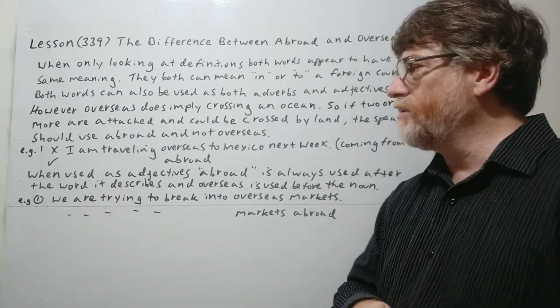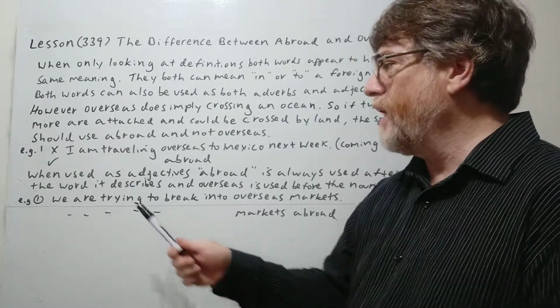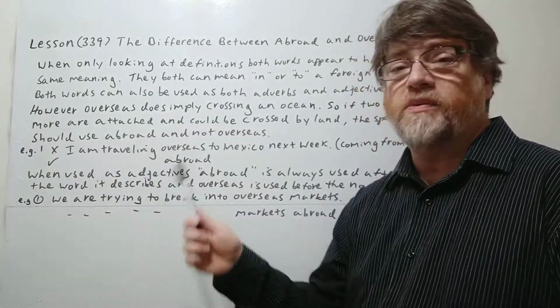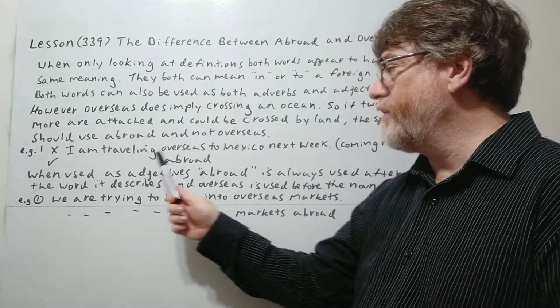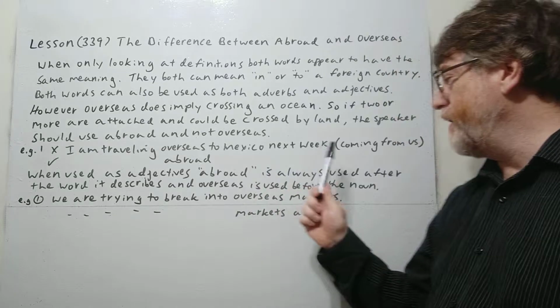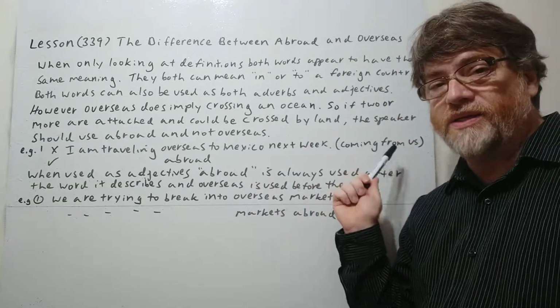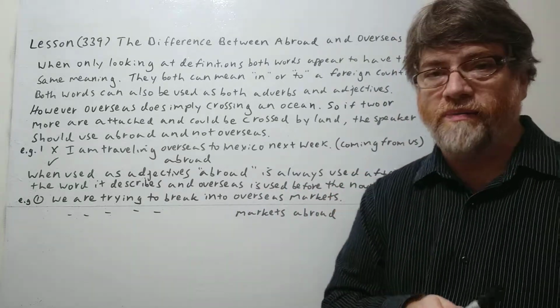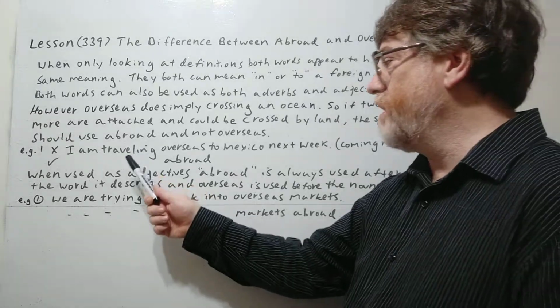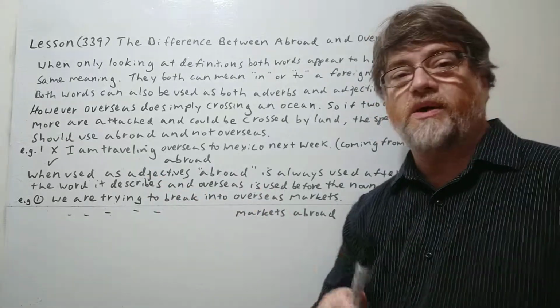So let's take a look at this first example here. Again, with the X, this would be wrong. So if you're saying, I am traveling overseas to Mexico next week, and you're coming from the US, then this would be wrong. You should be saying, I am traveling abroad to Mexico next week.